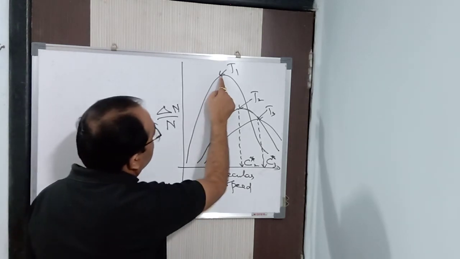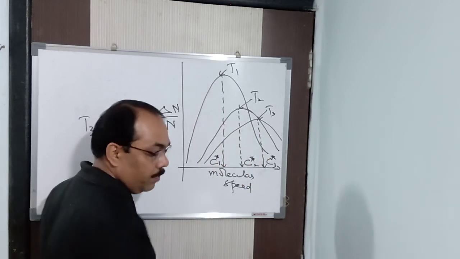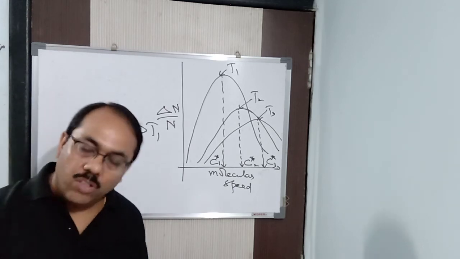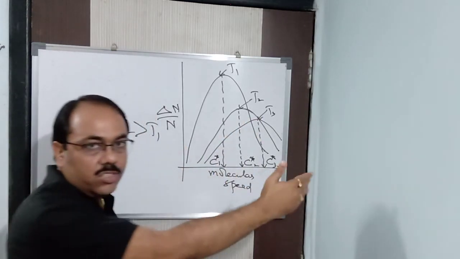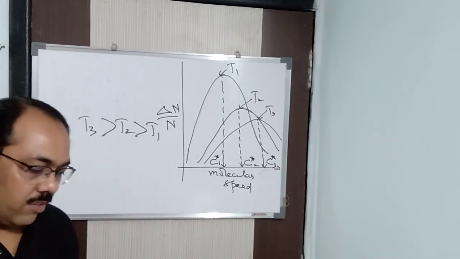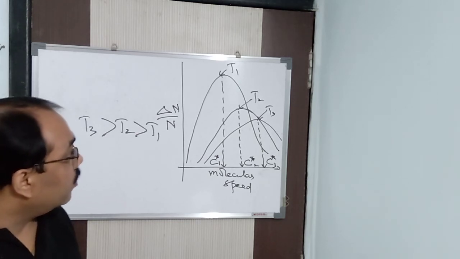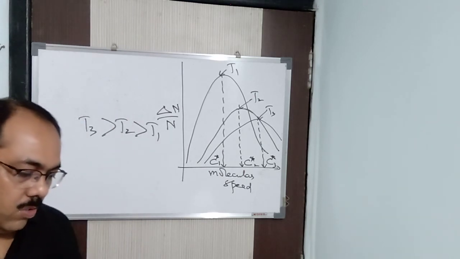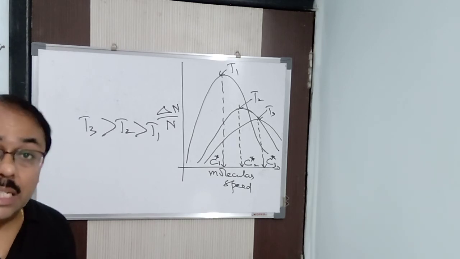So the peak shifts forward. The peak of the graph, see it is here, now it's here, it is here. The peak is shifting forward, showing that the most probable velocity is increasing. Clear? Then the peak of the graph, that's the whole curve, shifts downwards. You can see for T1, T2, T3 it is shifting downwards, showing that the fraction of molecules possessing the most probable velocity decreases.